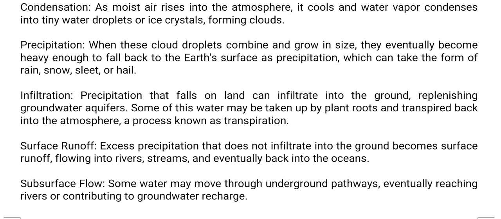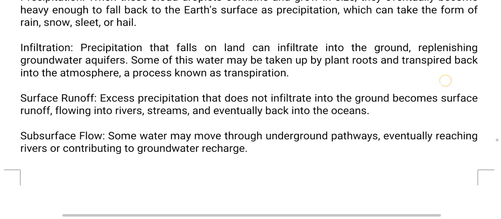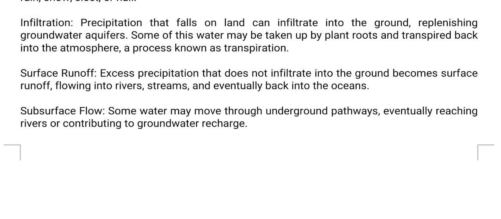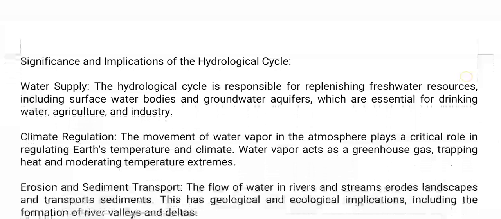Precipitation that falls on land can infiltrate into the ground, replenishing groundwater aquifers. Some of this water may be taken up by plant roots and transferred back into the atmosphere, a process known as transpiration. Then surface runoff. Excess precipitation that does not infiltrate into the ground becomes surface runoff, flowing into rivers, streams, and eventually back into the oceans. Then subsurface flow. Some water may move through underground pathways, eventually reaching rivers or contributing to groundwater recharge.